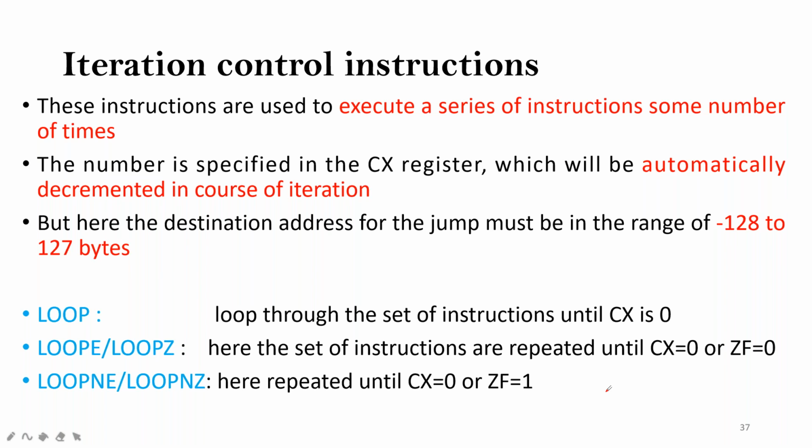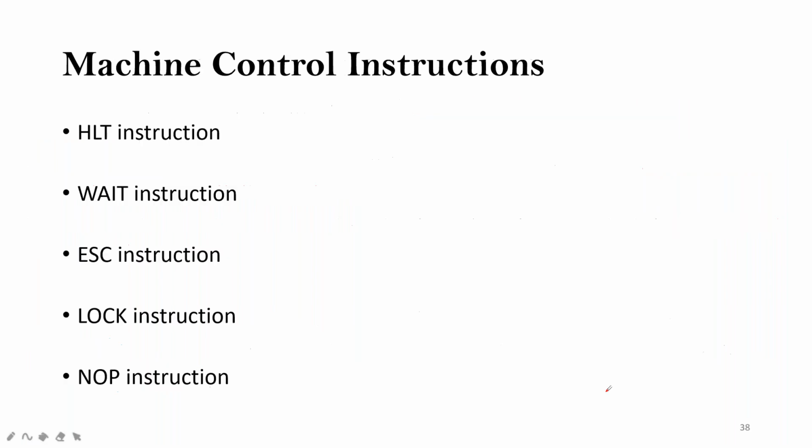It is automatically decremented in the course of iterations. So if we have a count like 5, in the first iteration it will decrement the value 5 to 4. Second iteration, it will decrement the value 4 to 3. Likewise it reaches 0. Once it reaches 0, it comes out of the loop and executes the next instruction. If not, that loop will execute forever.